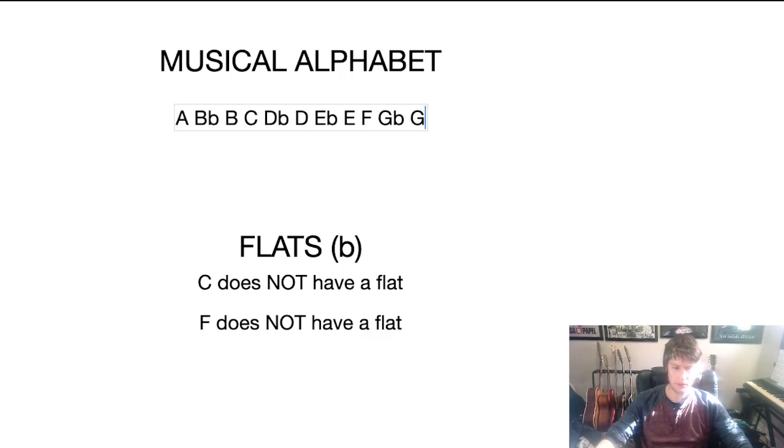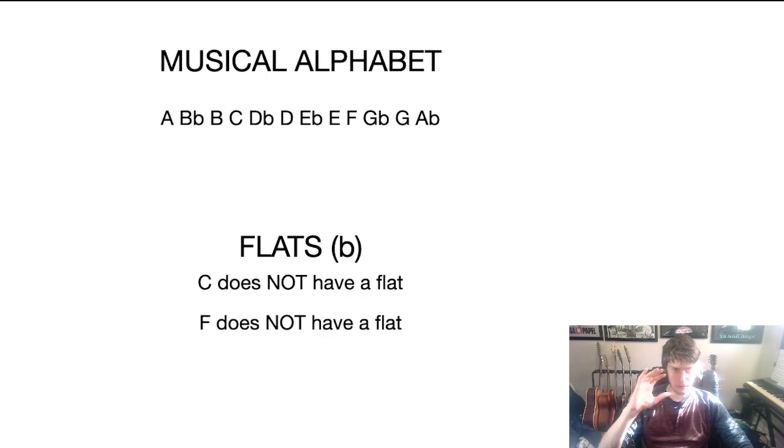I think it kind of makes more sense just for our purposes today to lay it out that way. So if we're going off the flats, your musical alphabet is A, B flat, B, C, D flat, D, E flat, E, F, G flat, G, A flat. That's if you're using the flats. Okay, so just memorize those rules when it comes to the sharps and the flats, and that's going to be pretty helpful.